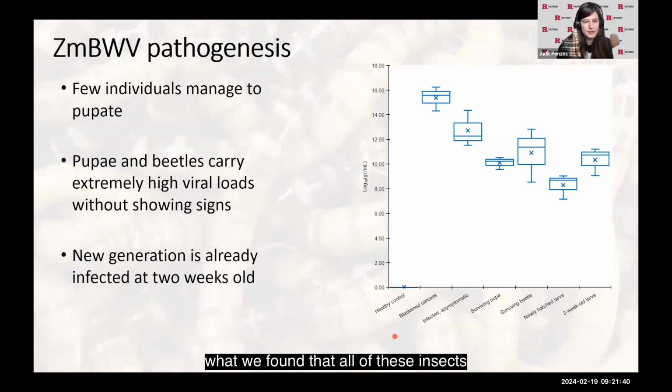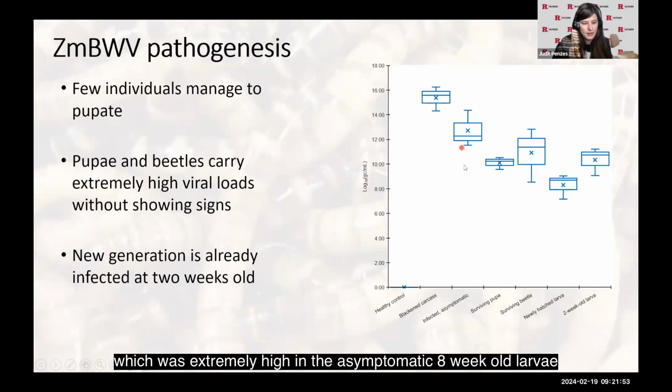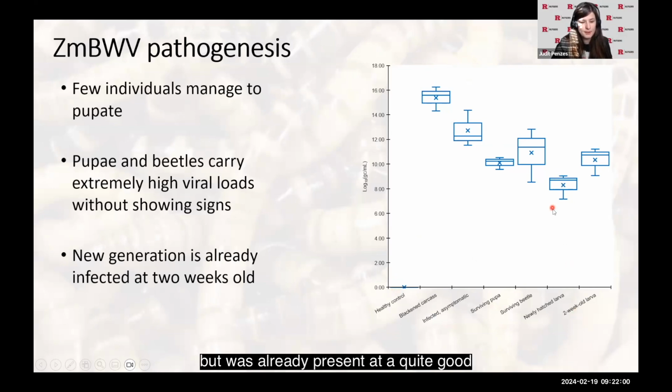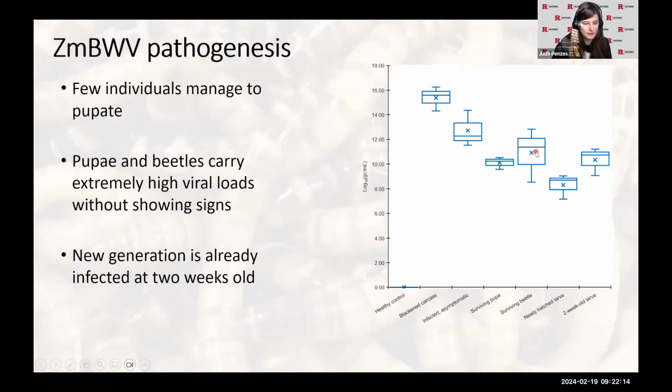And what we found was that all of these insects had significantly high viral yield of ZMBWV, which was extremely high in the asymptomatic 8-week-old larvae and of course in the blackened carcasses, but was already present at a quite good titer in the newly hatched larvae, and even the surviving beetles that were reproducing were carrying this virus at high titers.